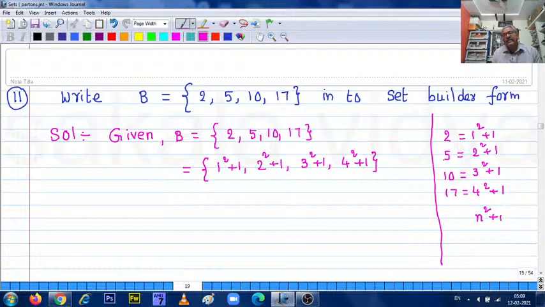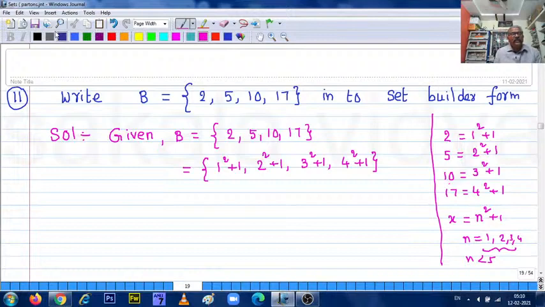Say in the place of this one, x. This is x equals n square plus 1, and also the n values will be 1, 2, 3, 4. So this can be written as n less than 5. n is also what kind of number? 1, 2, 3, 4 are counting numbers, natural numbers.